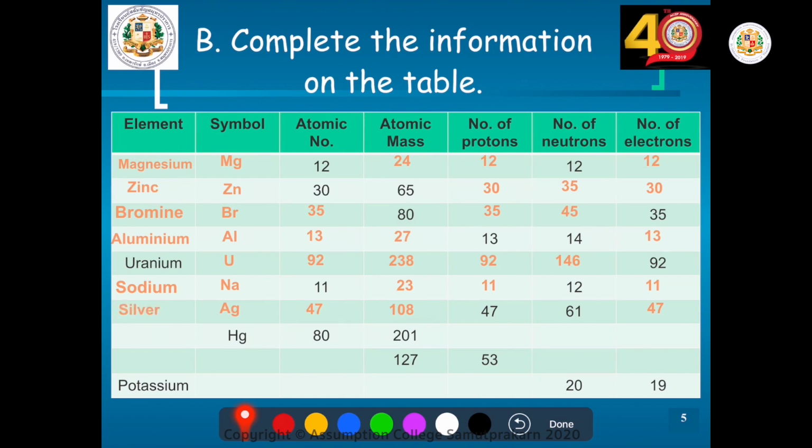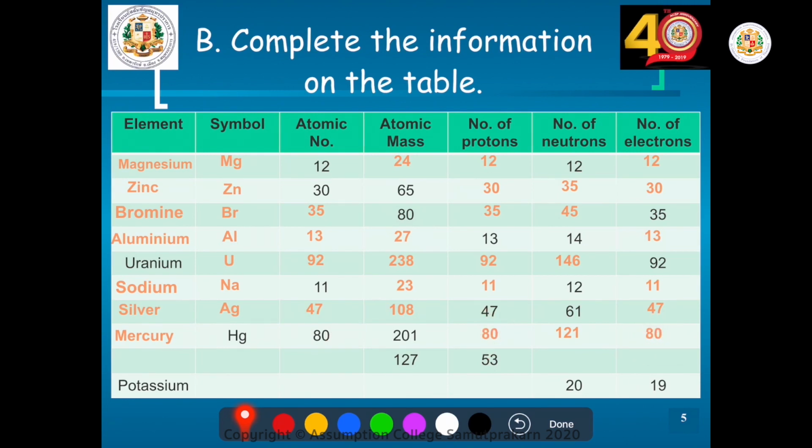Now next, this element has the symbol Hg. This element's name is mercury, and as you can see, the atomic number is 80. Then therefore, protons and electrons must be 80 as well.